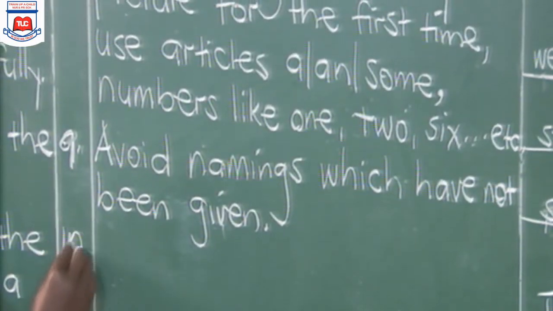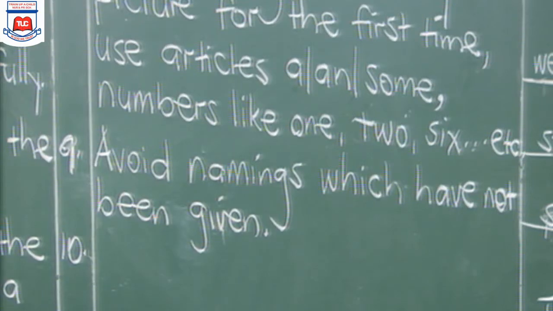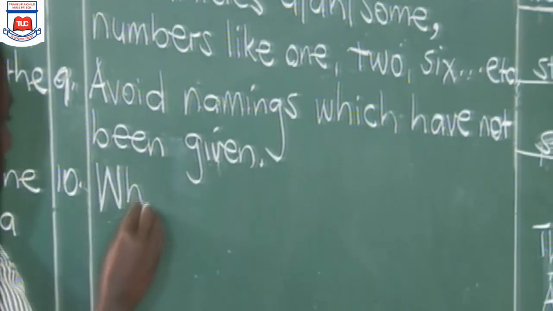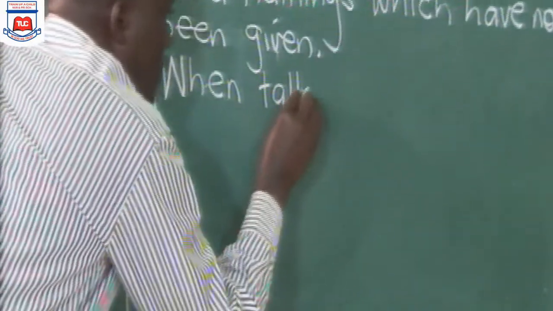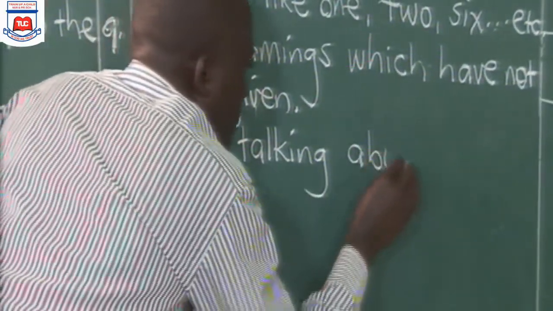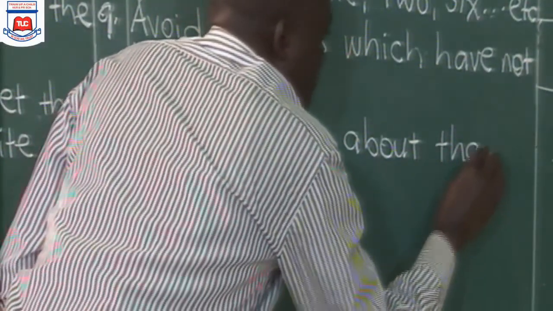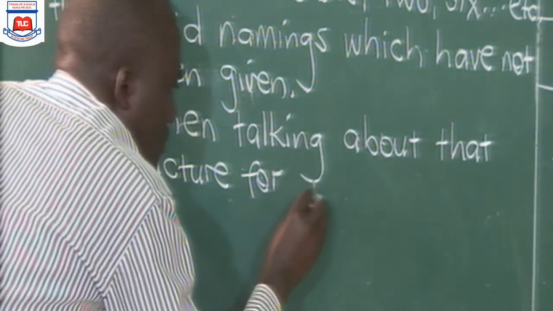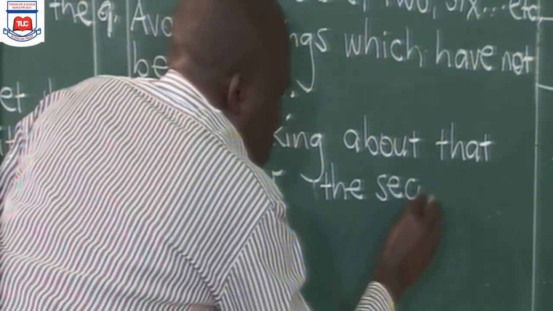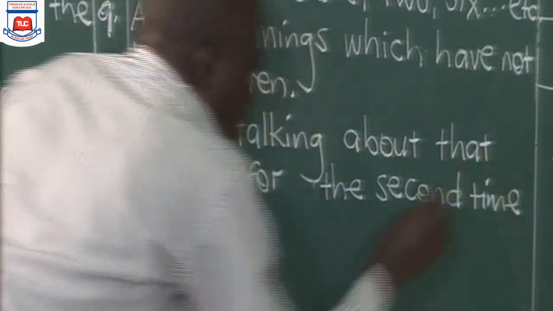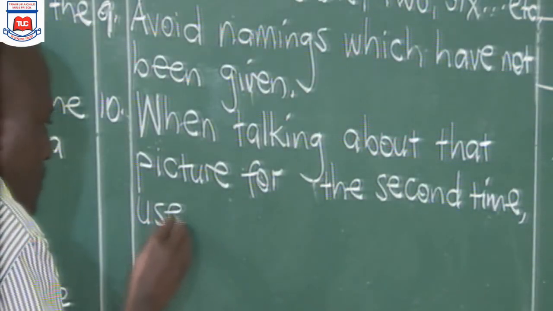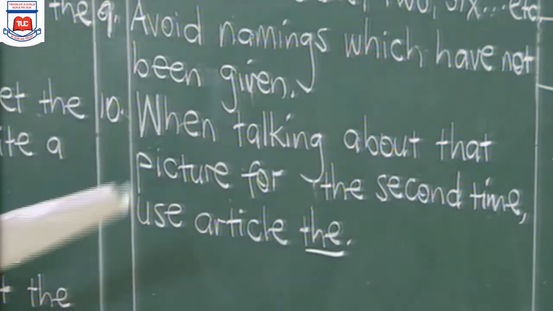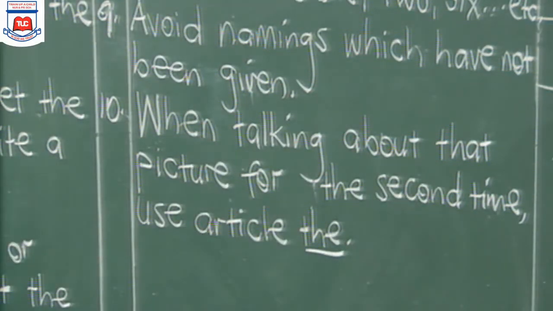So after that, the next step is, when you're talking about that picture for the second time, use article "the." Why are you using article "the" here now? Because you are sure you know what you're talking about. Let's move on.